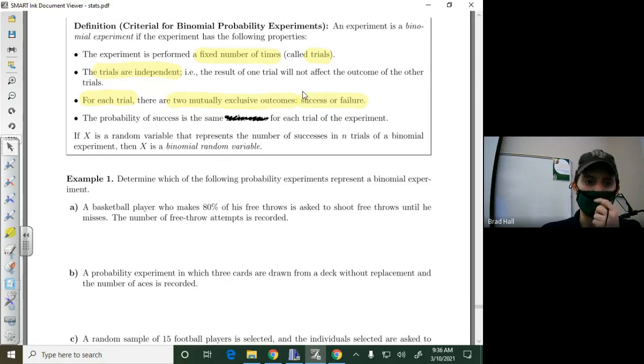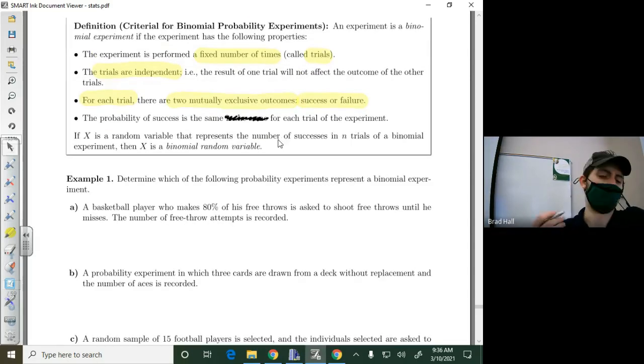We're going to determine which of the following represent a binomial experiment. The first situation we can visualize here: a basketball player who makes 80% of his free throws. That player is asked to shoot free throws until he misses, and then they record the number of free throw attempts.